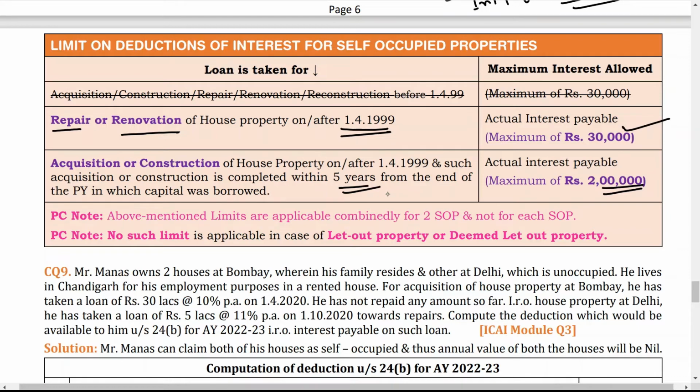If loan is taken on or after 1st April 1999 for repairs and renovation, the maximum limit is 30,000. If loan is taken on or after 1st April 1999 for construction, and construction is completed within 5 years from the end of the previous year in which capital was borrowed, then 2 lakh is available as a deduction. Now the above mentioned limits are applicable combinedly for two self-occupied properties and not for each self-occupied property.